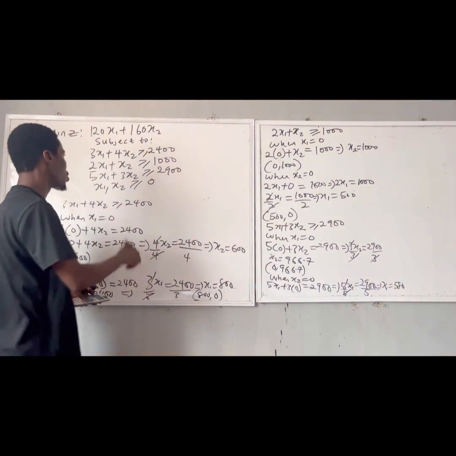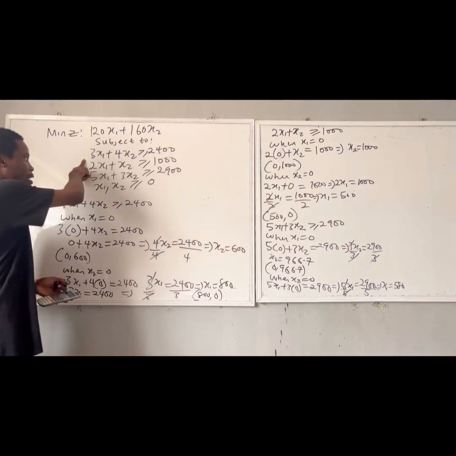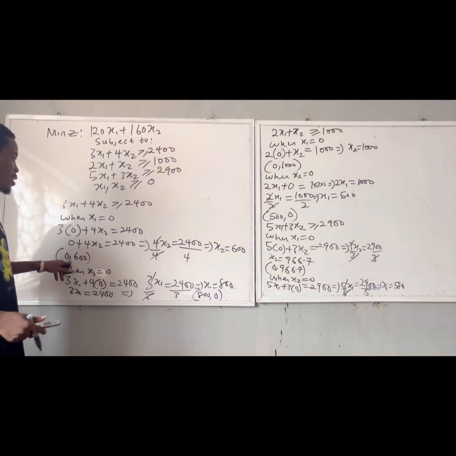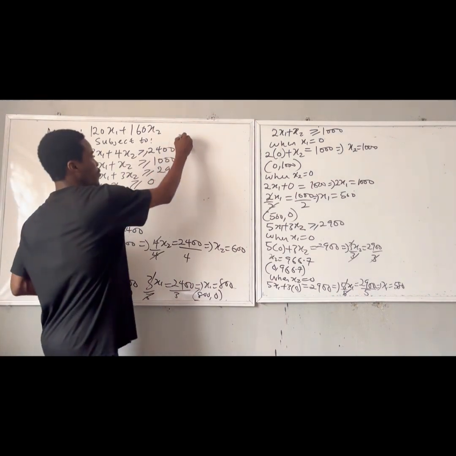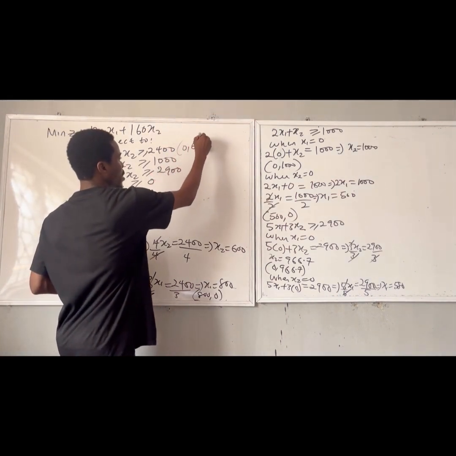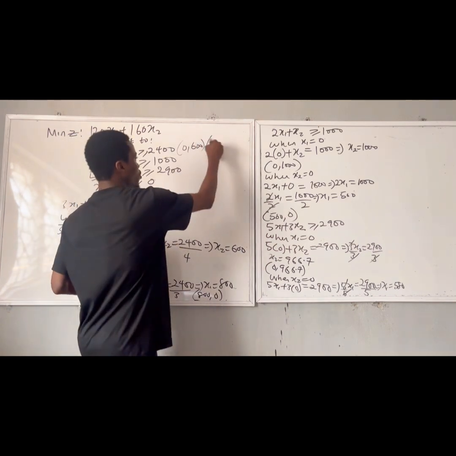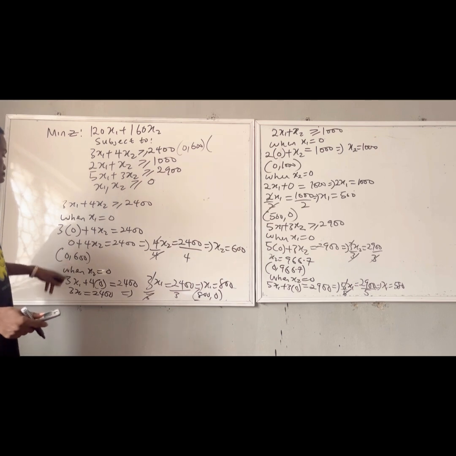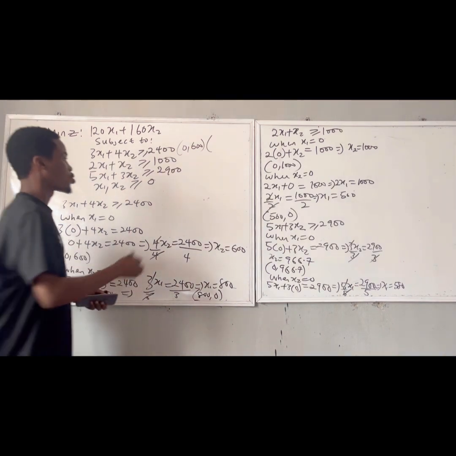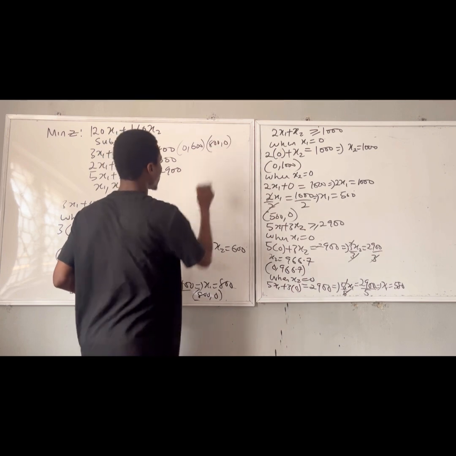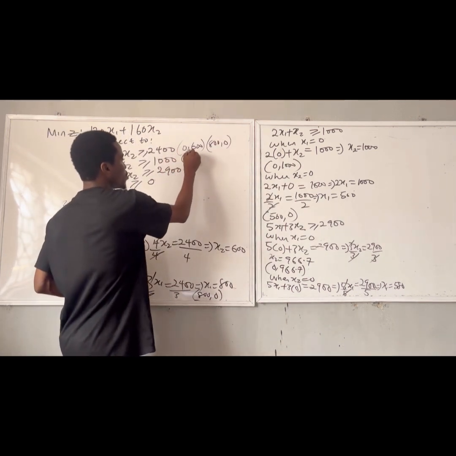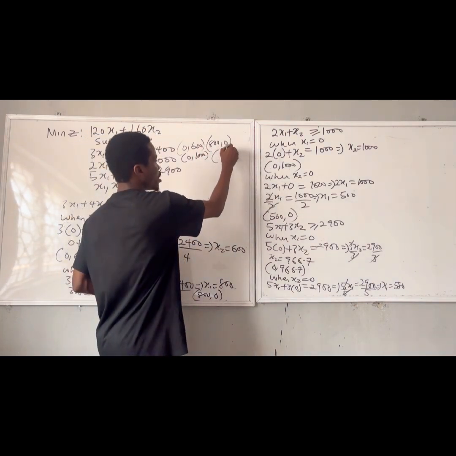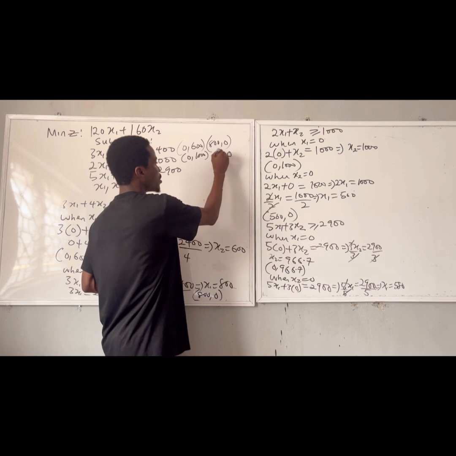So in my first constraint, when my s1 is 0, my s2 is 600. When my s2 is 0, my s1 is 800. On my second constraint, when my s1 is 0, I have 1000, and when my s2 is 0, I have 500 on my x1.